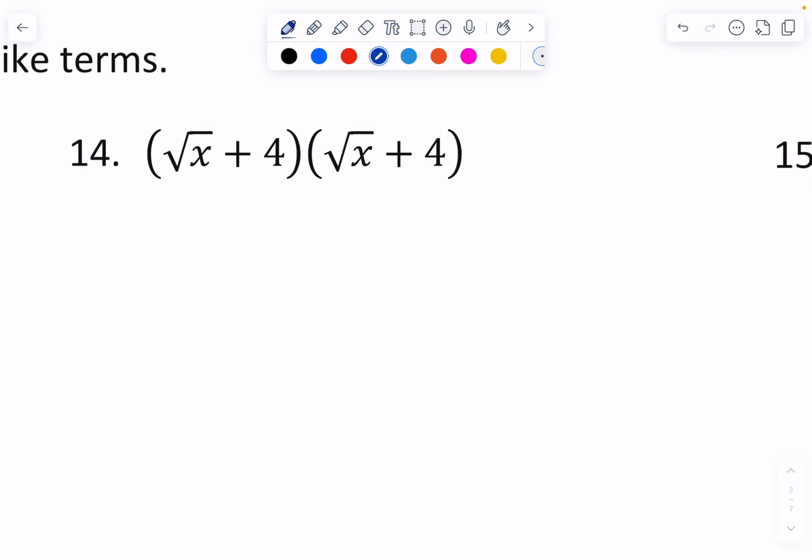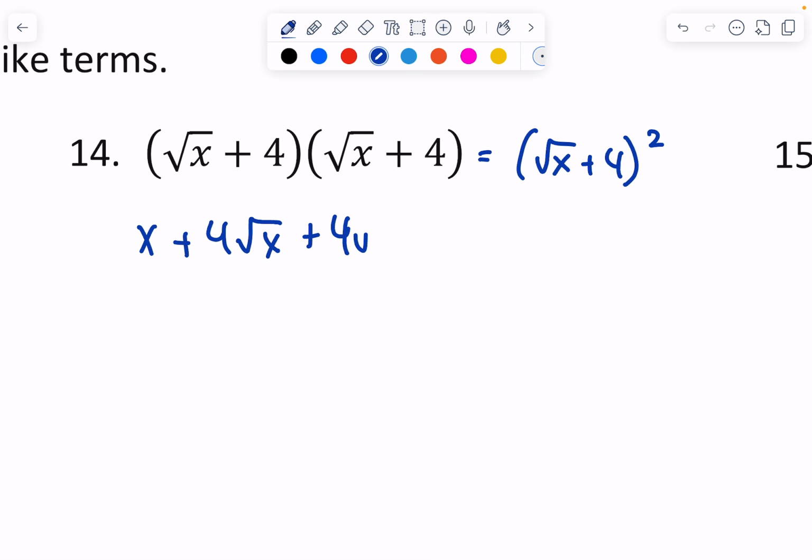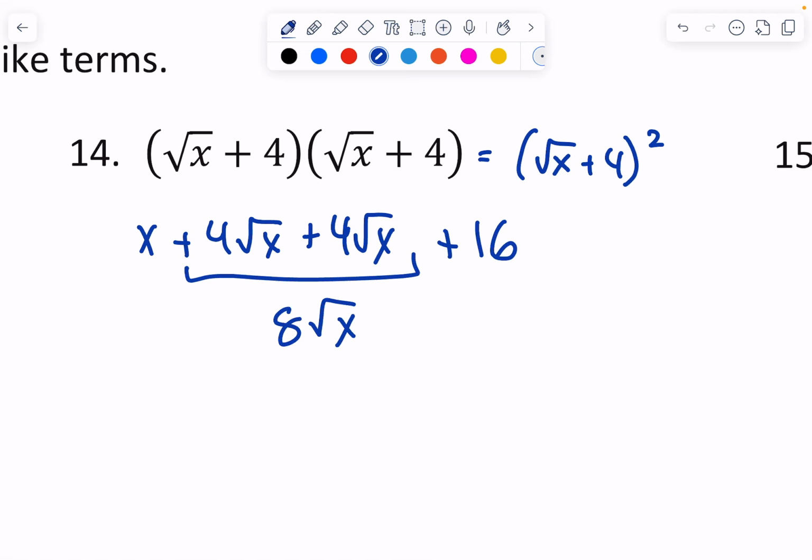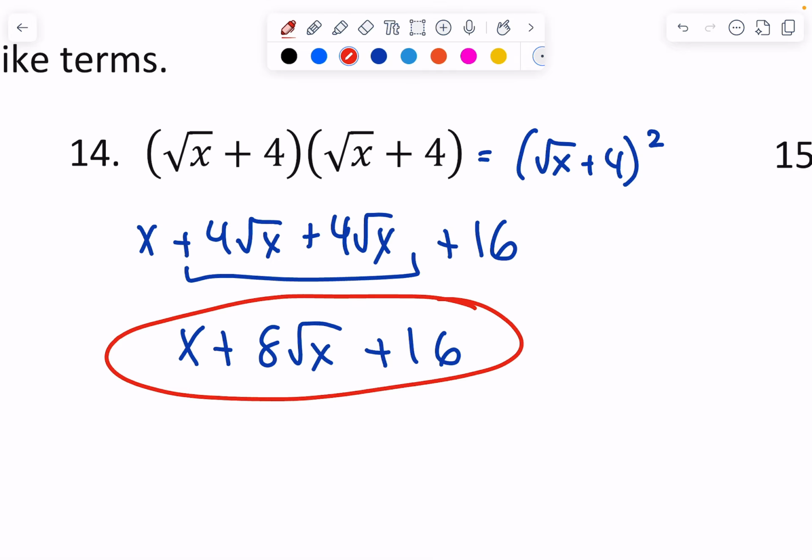Here, these aren't conjugates because they're literally the same. So in other words, this is equivalent to the square root of x plus 4 squared. So when I multiply this out, I do all parts of FOIL. So square root of x times square root of x is just x. Outer and inner are the same, so I can combine those like terms to get 8 root x, and then last 16. So x plus 8 root x plus 16 would be my final answer, and none of those are like terms, so that's just what it is.